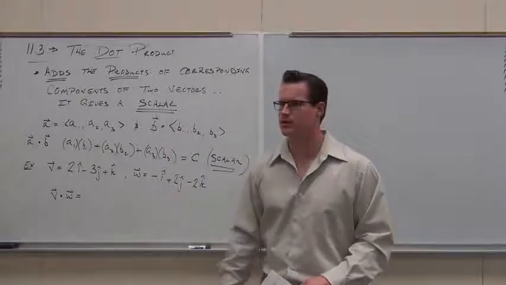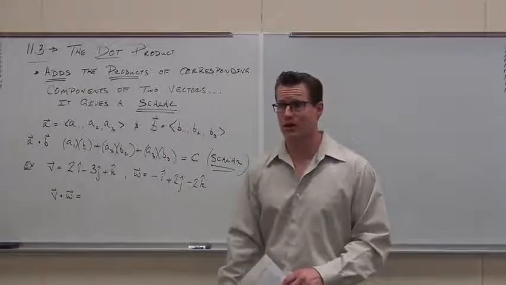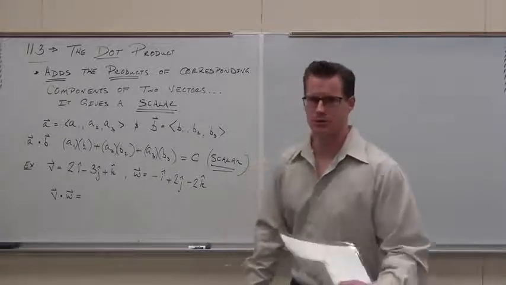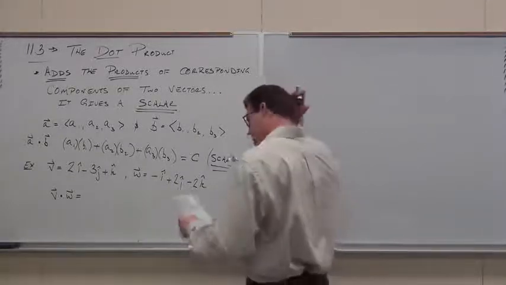Figure out the dot product of V and W. Make sure you're getting a scalar out of it. And then we're going to talk about some of those properties. Can you reverse them? Can you distribute them? Can we do things like this?